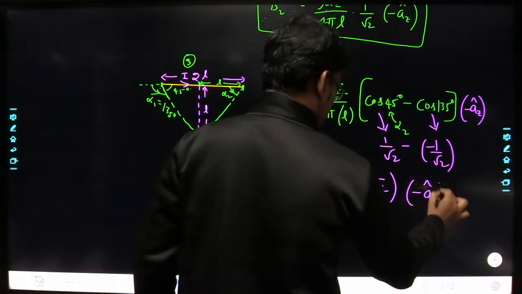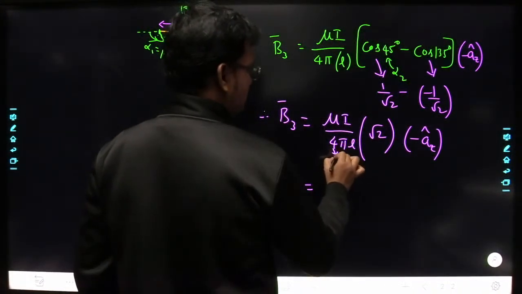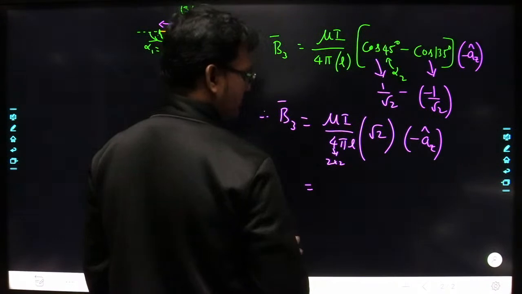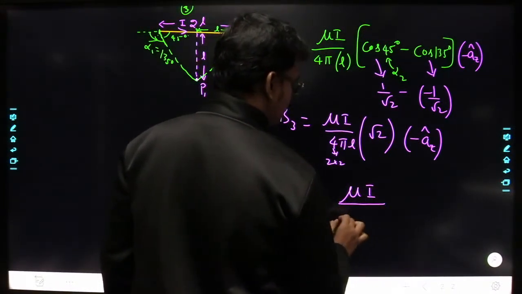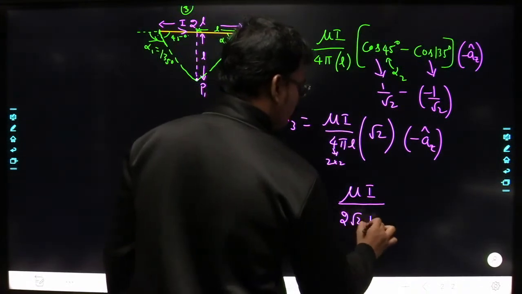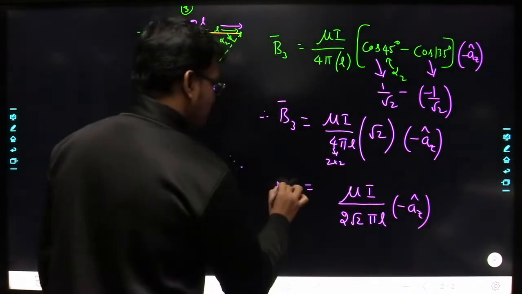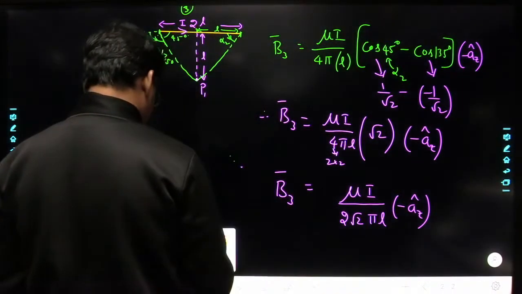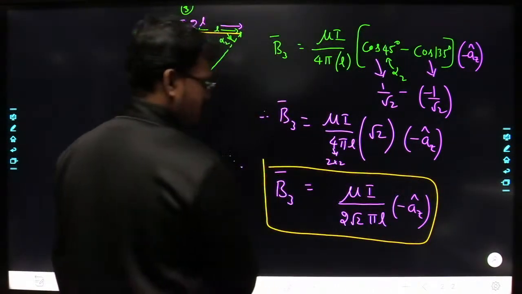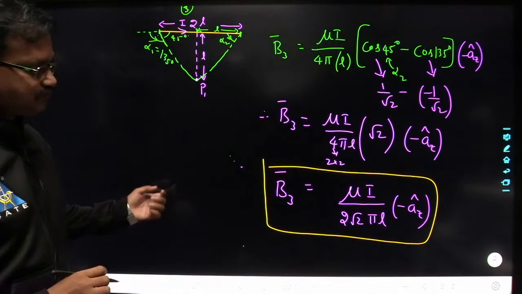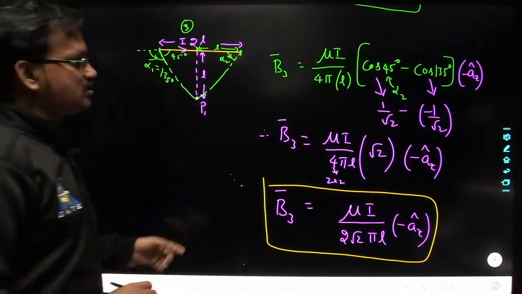Into minus AZ cap. Okay, so this one I can write as 4 equals 2 into 2. So then you are going to get mu I by 2 root 2 pi L, minus AZ cap. So if there are any calculation mistakes, please let me know. Okay, so I hope this is also correct. So that is for the third section.